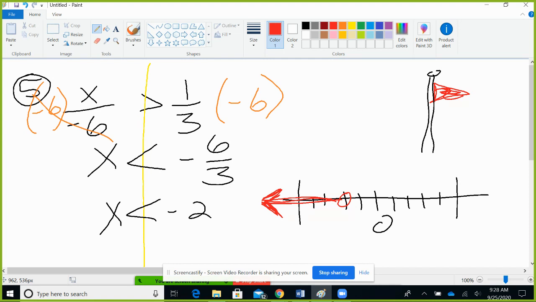Okay, Cody, any other ones? There's plenty more fraction ones. Which one would you like me to do next? Okay. Anybody else? What number does anybody want me to do? Yes. Okay.